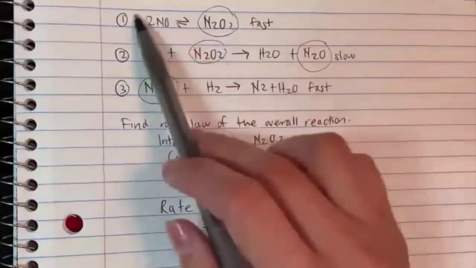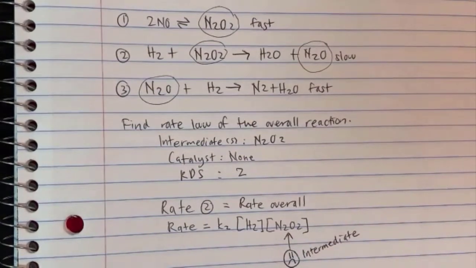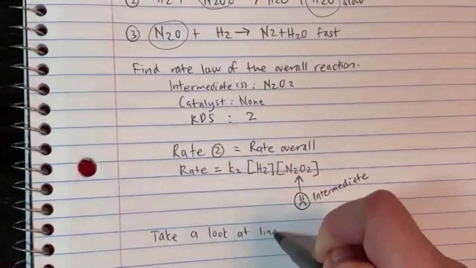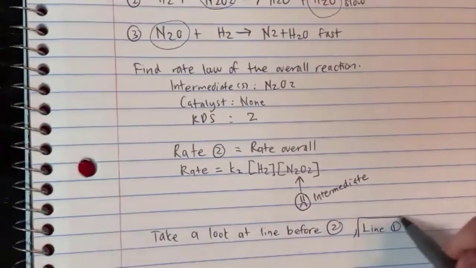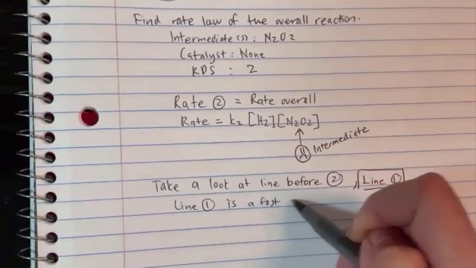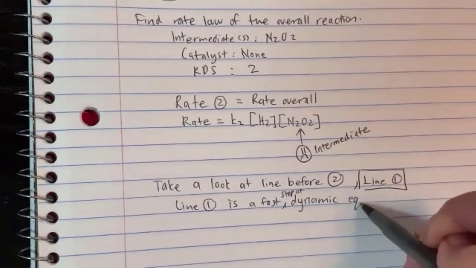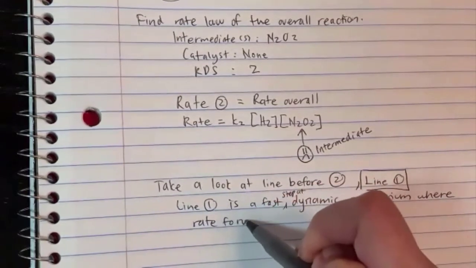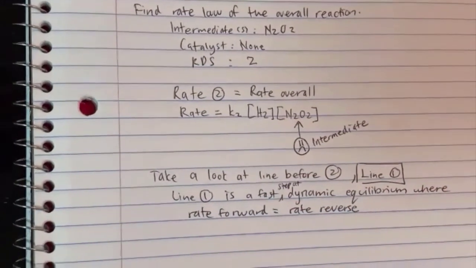When you look at the first step, because the first step has dynamic equilibrium, and this is step 2, take a look at the line before it, line 1. Line 1 is a fast step at dynamic equilibrium, where the rate forward of the reaction equals the rate of the reverse direction. That's what dynamic equilibrium means.